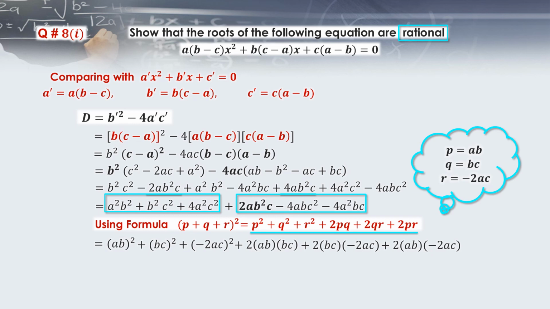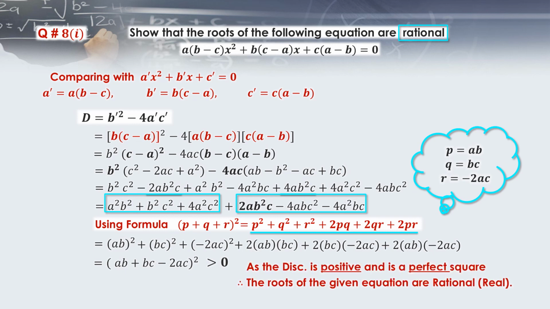The reason for taking r equal to minus 2ac is that if you observe the expression, all the product terms involving c are negative. This suggests that its value should be taken as negative. Therefore, it becomes the whole squared of ab plus bc minus 2ac, that is, of the form p plus q plus r the whole squared. As a squared value always gives a positive answer, the value of the discriminant is positive and a perfect square. Hence, the roots of the given equation are rational.